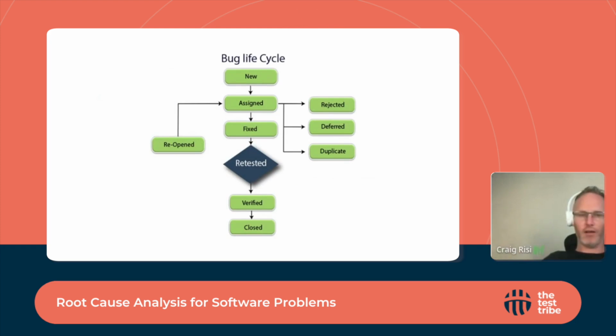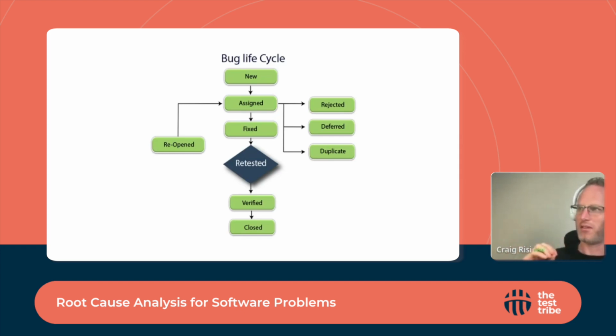We all have bug life cycles. I'm going to show this diagram. This is a very high level one. Hopefully you've got one that's a little bit more complicated than this. But typically we all have a bug life cycle where we log a bug, we assign it to someone to get fixed. They either reject it, defer it, duplicate it, or they actually fix it. It then gets retested by us, and then we say, okay, we're happy with it. If we're not happy with it, we might reopen it, but otherwise we say it's verified and closed, and that's the end of the bug life cycle.